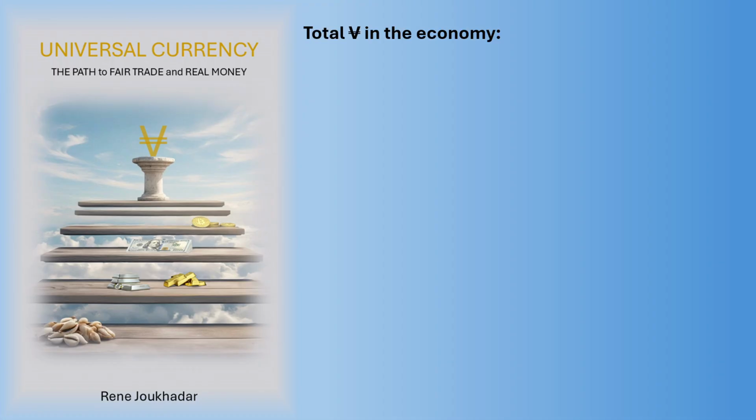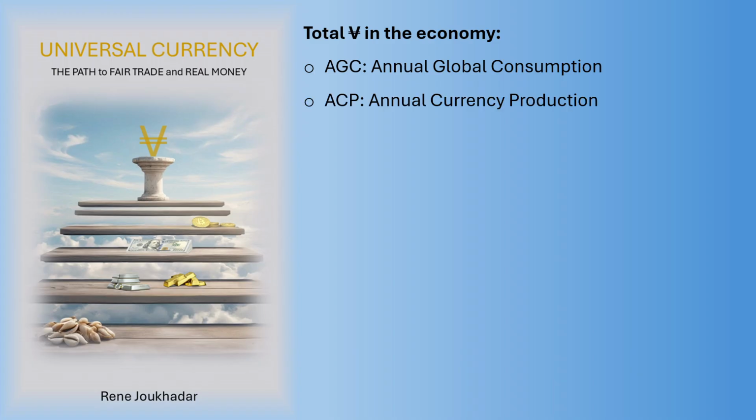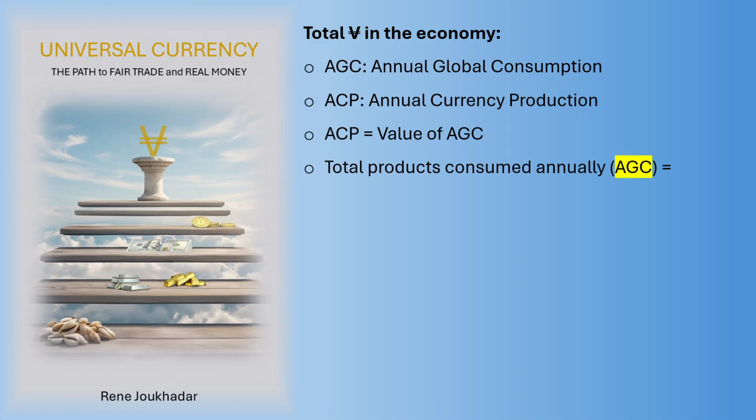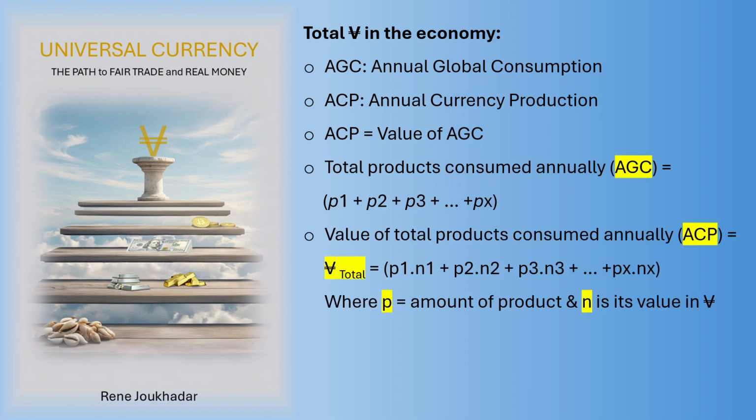So what is the total amount of the currency V that can be generated in the economy? If you recall, AGC is the annual global consumption. The ACP is the annual currency production, which is the value of AGC. The total products consumed annually, the AGC, is equal to the sum of the individual products consumed, P1 plus P2, and so on. The value of the total products consumed annually, the ACP, is the same as the total amount of currency produced, V total, which is the sum of the amount of all products multiplied by their value, N. So P1 times N1 plus P2 times N2, and so on.